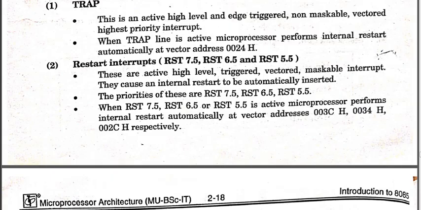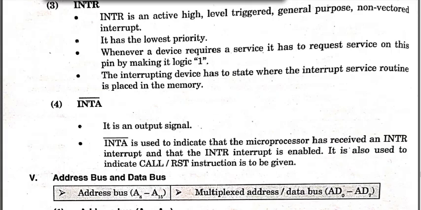Next interrupt is the INTR, that is the interrupt request. So INTR is the active high level triggered general purpose non-vector interrupt. It has the lowest priority among all the interrupts. तो इसका जो प्रायोरिटी लेवल होगा वो लो रहेगा.